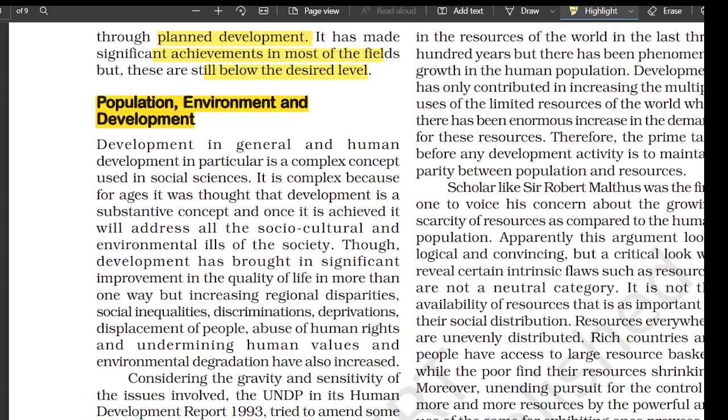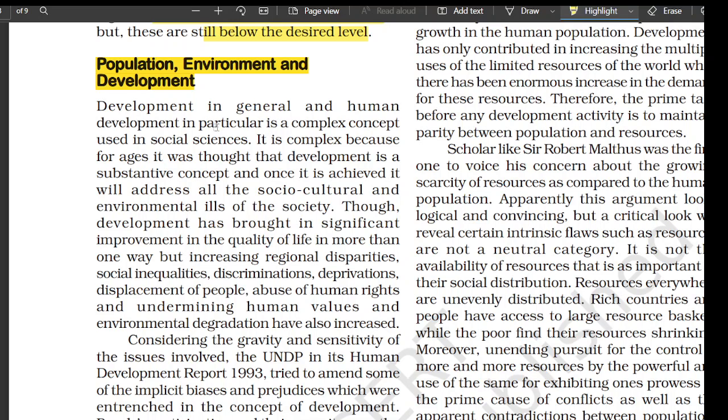Population, environment, and development. Development in general and human development in particular is a complex concept used in social sciences. It is complex because for ages it was thought that development is a substantive concept, and once it is achieved, it will address all the socio-cultural and environmental ills of the society. Though development has brought in significant improvement in the quality of life in more than one way, increasing regional disparities, social inequalities, discriminations, deprivations, displacement of people, abuse of human rights, and undermining of human values and environmental degradation have also increased.